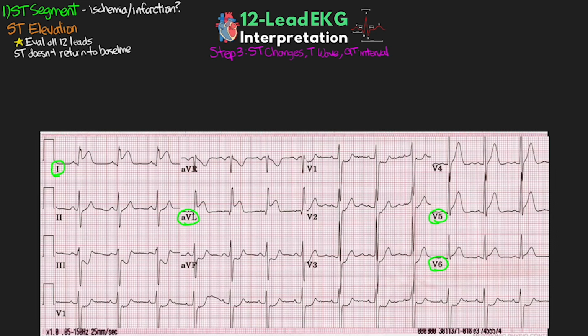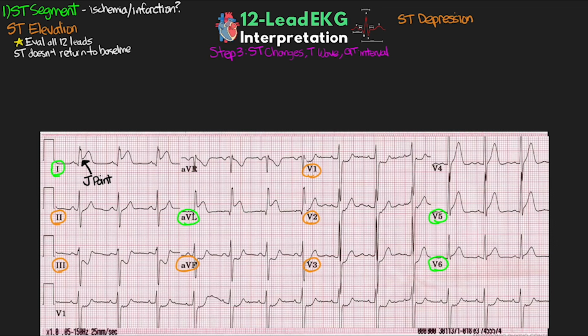But you'll also notice that we do have reciprocal changes where we see ST depression in leads 2, 3, AVF, as well as V1 through V3 we see some. And so when we measure this ST elevation, trying to determine if we have enough elevation, we do this from something that we call the J point, which is the point right here at the end of the QRS complex.